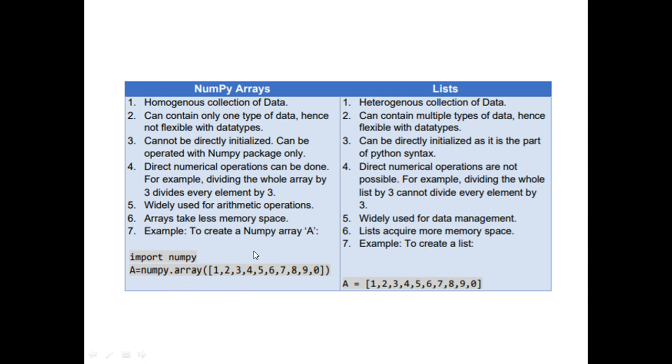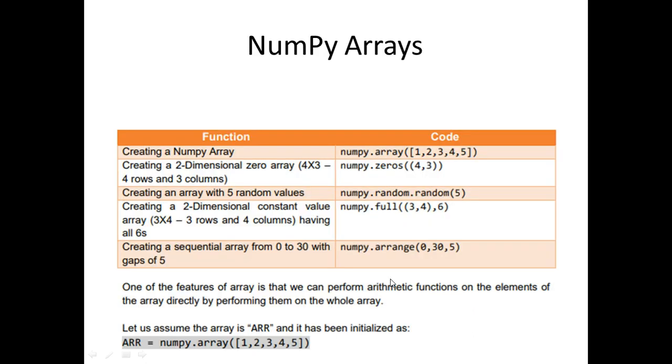They are mostly used for arithmetic operations. So for example, if I say a by 3, it will divide each element by 3. Direct numerical operations are not possible in the case of lists. Arrays take less memory space, lists take more memory space.